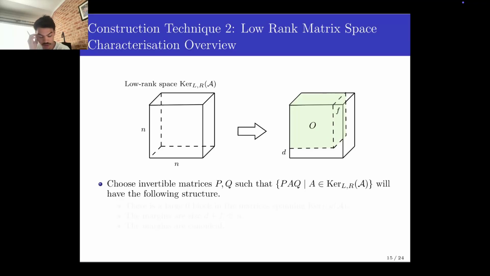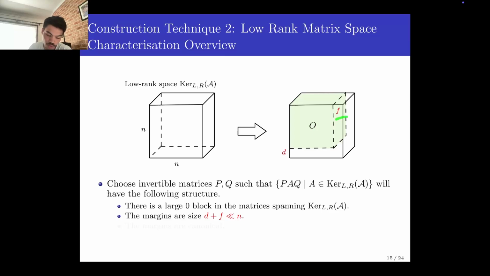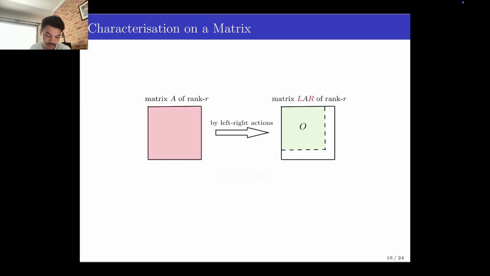And to deal with this low rank space, we can put it in this following structure. We can get this large canonical zero block here, and then we can get these small margins compared to n, and we want these margins to be canonical.